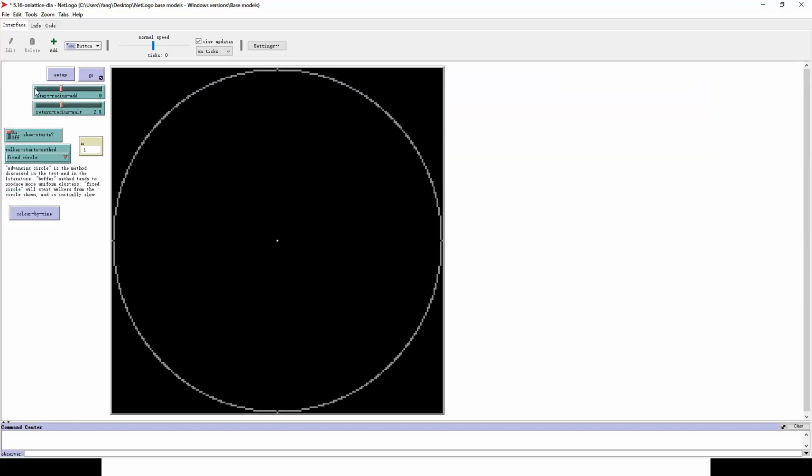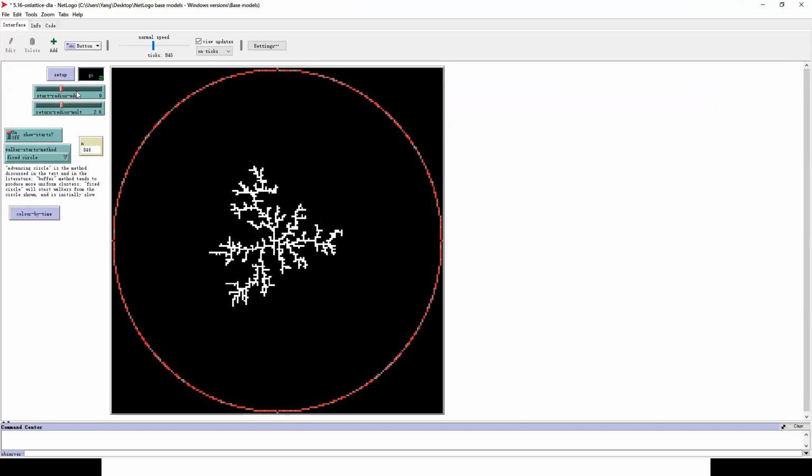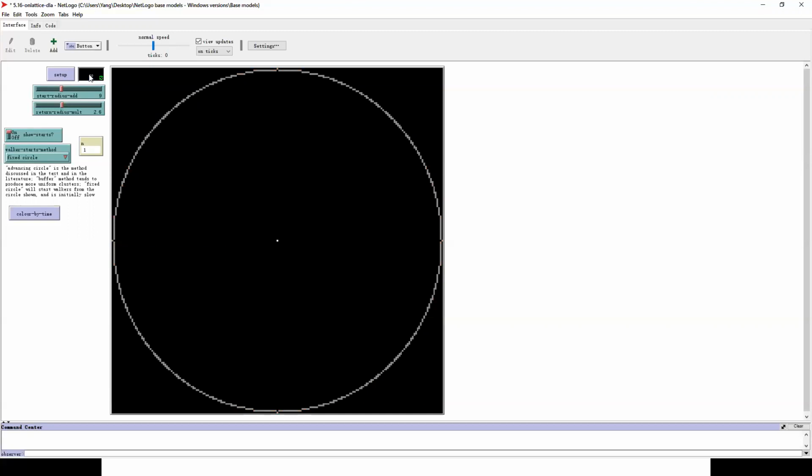Set up. So when we're talking about fixed circles, these two parameters do not work. Okay, so go. You can see a lot of sides on this circle, currently red. Each red side is a starting point of a worker. Let me repeat this, okay? So we have 1, 2, 3, 4. We should have 15 red sides on this circle.